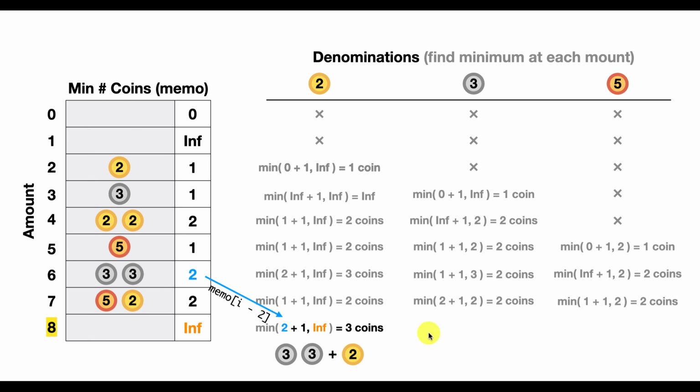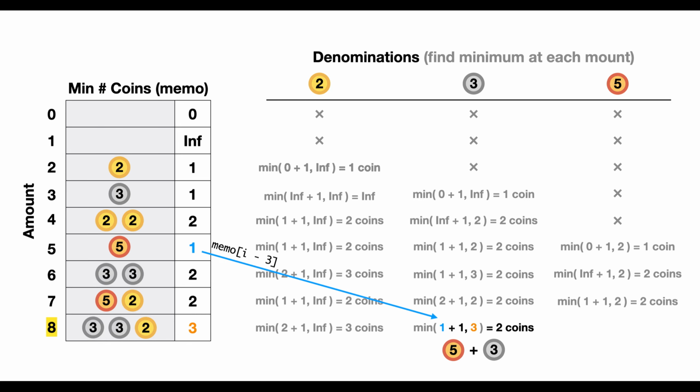Then we move on to 8. 8 minus the 2 denomination gets us back to 6. It took 2 coins to get to 6. So 2 plus 1 more additional coin, which is the 2 denomination, is 3. 3 versus infinity, 3 is smaller. So the current answer to this subproblem is 3.